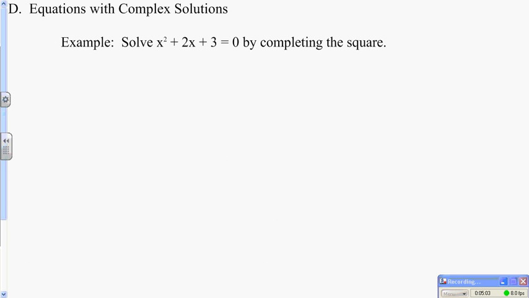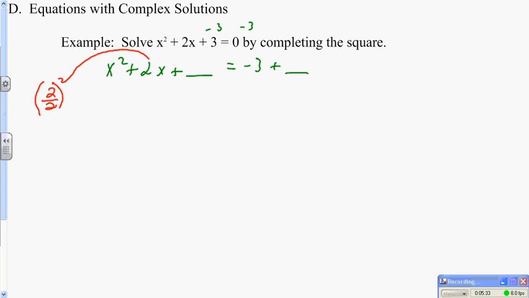Now what does it look like to have complex solutions? Well, let's do the same thing we've been doing before. We're going to subtract the 3, and we'll get x squared plus 2x plus a number we'll come up with. And to maintain balance, about the same amount on the other side. The x coefficient is 2, so we divide by 2 and we square it, and that is 1.